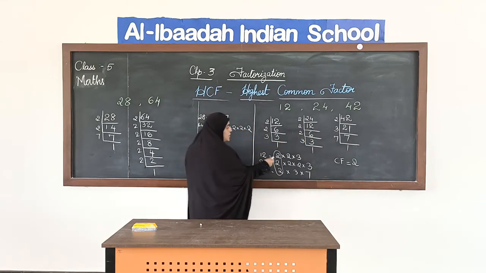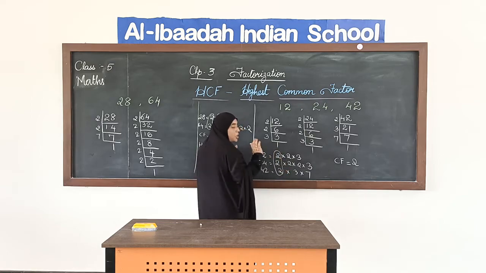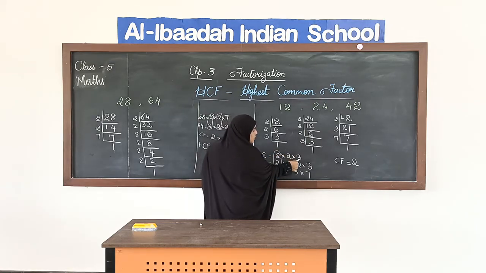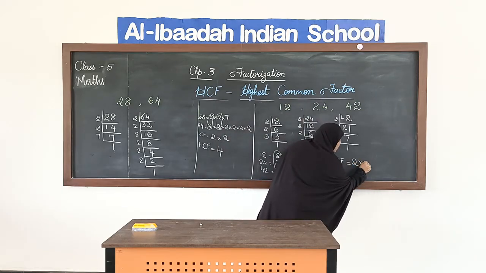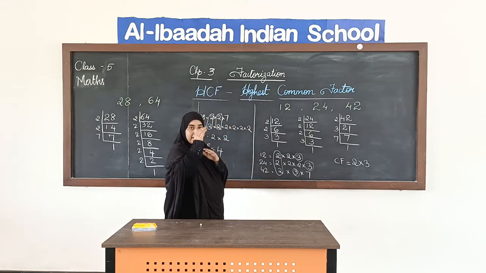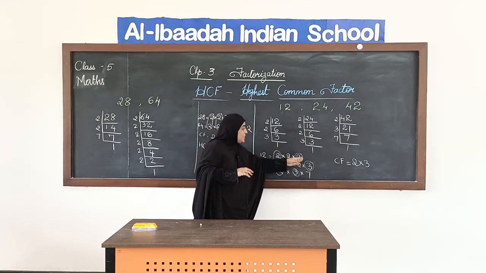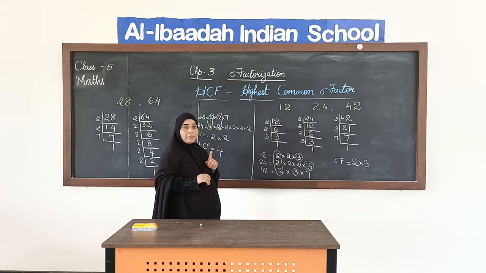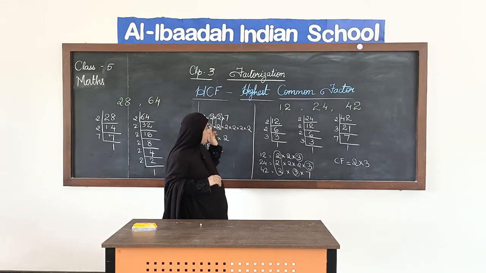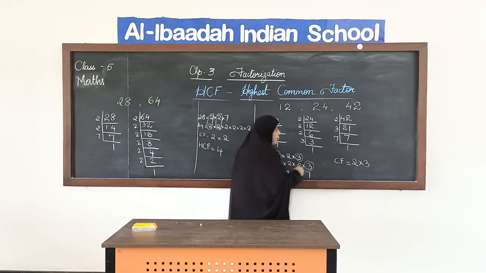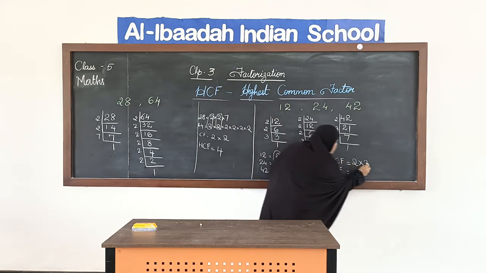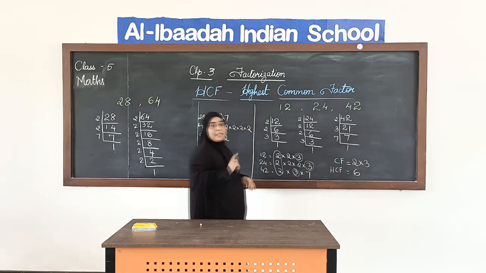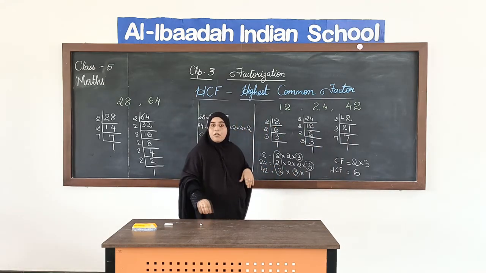Then we can see here next 2 is common in only 2, not in the third one. So we cannot take that. Okay. Then 3. 3 we have common in all the 3 numbers, right? So we are going to take 3 also. It should be common in all the numbers. Okay, we should find that in all the 3 numbers. So 2 and 3 are the common prime factors of 12, 24 and 42. Now we will find HCF. HCF we will get by multiplying these common factors. So 2 into 3 is 6. 6 is the HCF of 12, 24 and 42.